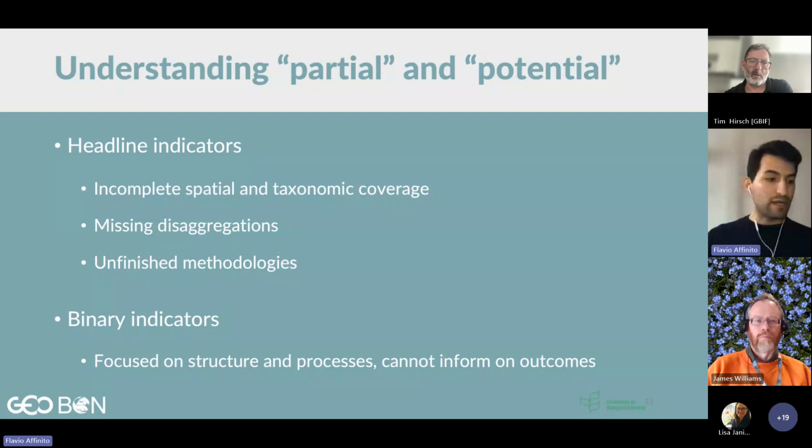And in some cases, targets call for these measures. So in this case, global binary indicators do a really good job. But in other cases, they call for the taking of measures and the outcome of those measures, in which case binary indicators do a partial job of covering the element.